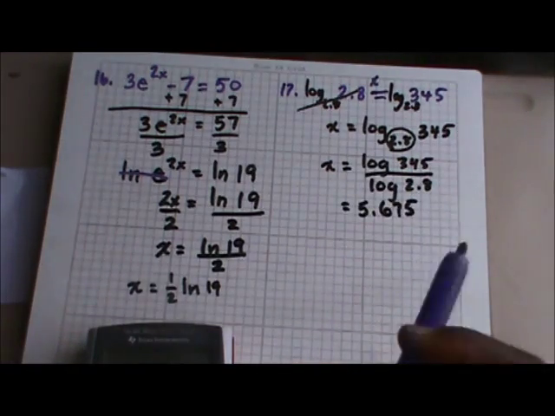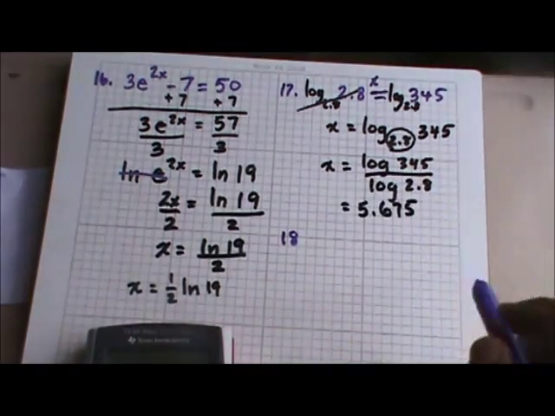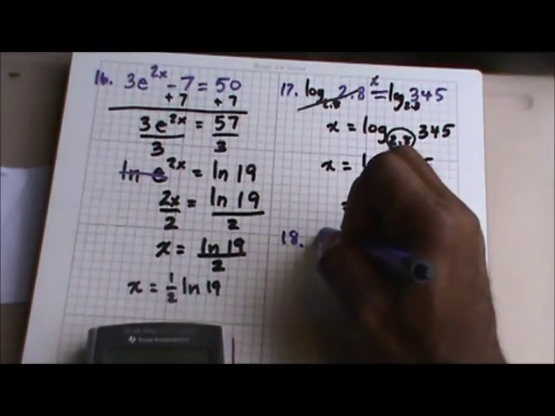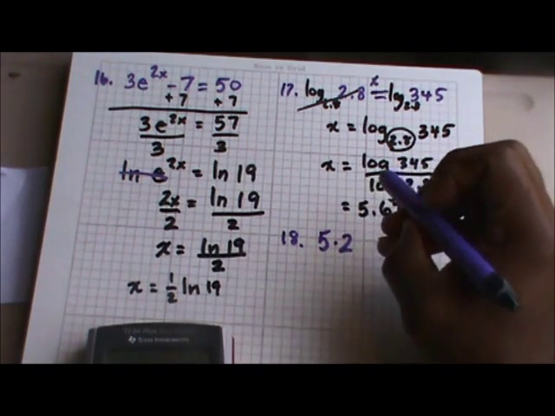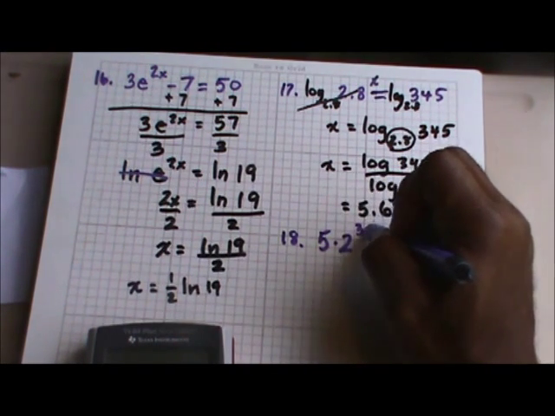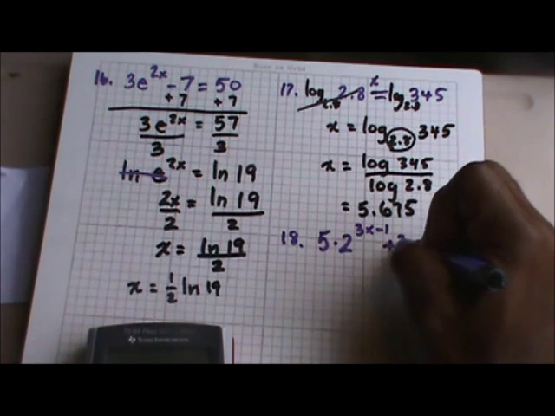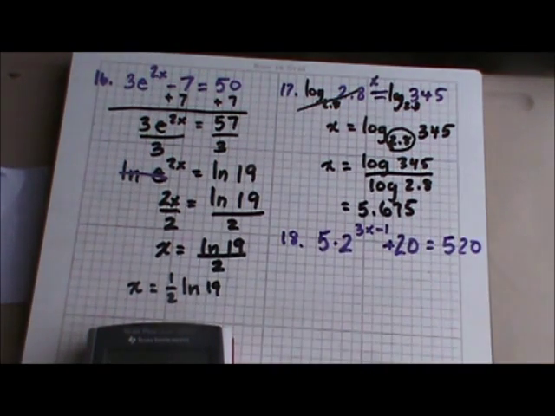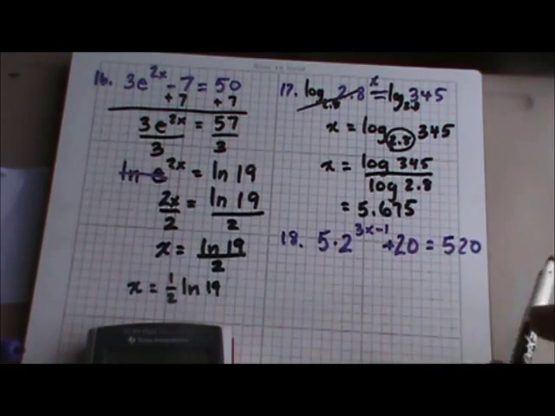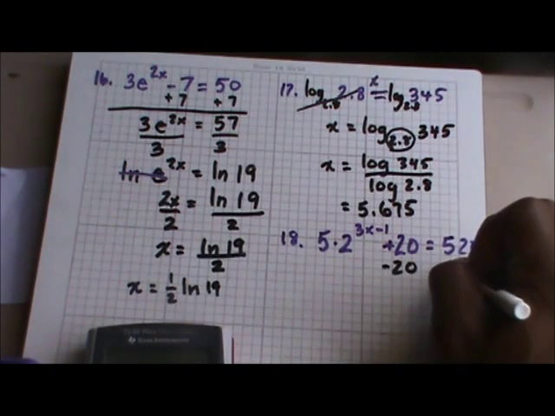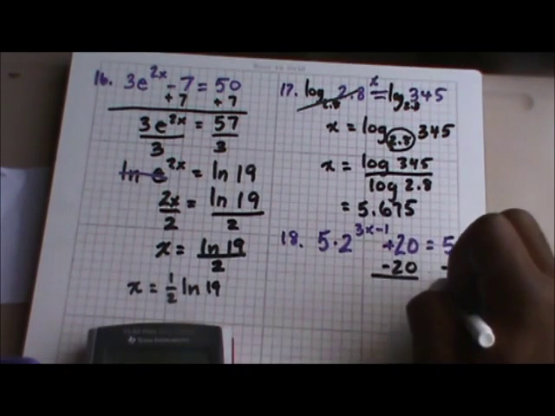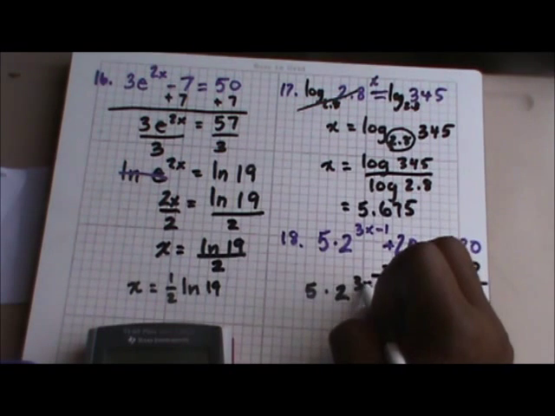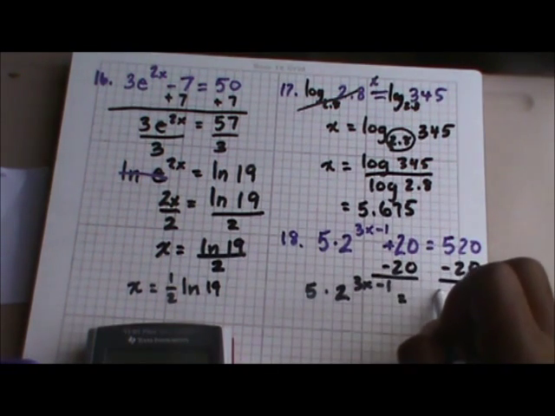All right, number 18. Number 18, we're going to just keep on doing them. All right, we have 5 times 2 to the 3x minus 1 plus 20 equals 520. All right, so solving. Let's see. First things first, we might want to subtract 20 from both sides. All right, that leaves us with 5 times 2 to the 3x minus 1 is equal to 500.